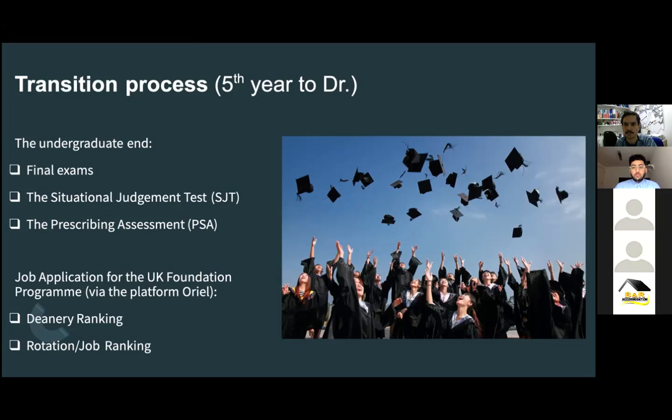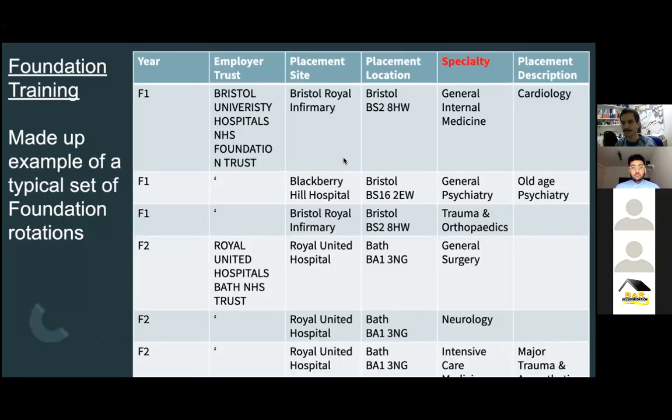So let's say you've got into Yorkshire, maybe South Yorkshire, and then you're given a list of the jobs and rotations in that area. And this is usually 6 rotations over 2 years. So this is an example I have at the moment of what you get as a rotation.